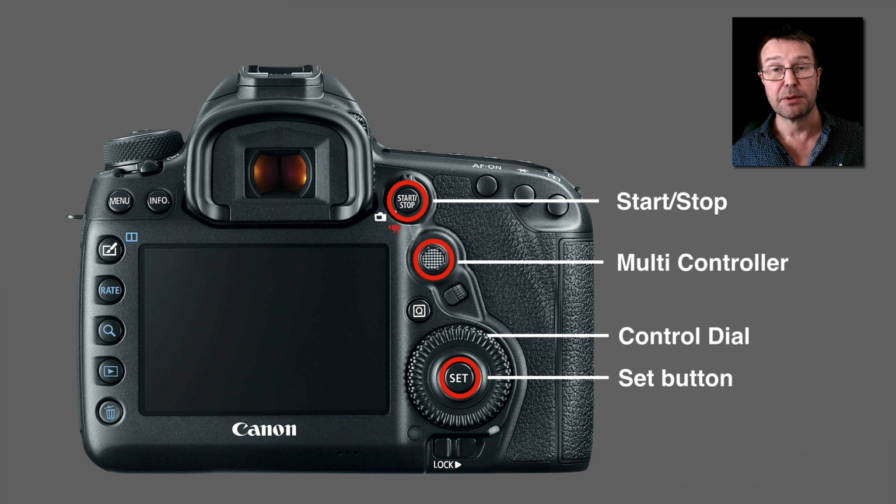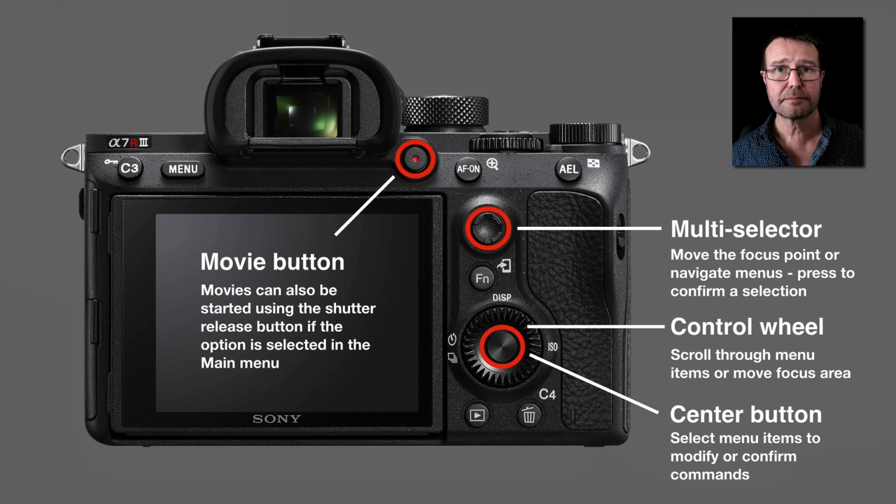We do have that to be used as a movie start-stop. We also have the multi-controller. A lot of people just refer to this as the joystick. We can quickly navigate menu items or move focus points around the screen. Very important for action shooters. Then we have the control dial, which Sony call the control wheel, and then we have a set button, which Sony call the center button, but pretty much does the same thing.